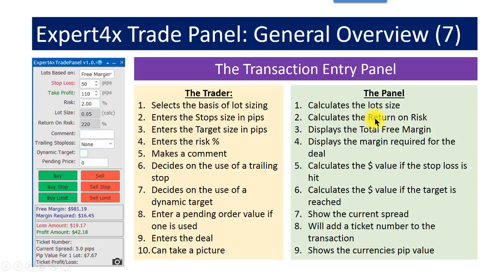It will calculate your return on risk automatically. It will display the total free margin that you have in your account, and it will display the margin required for your particular transaction. It will also calculate the dollar value of your stop loss and the dollar value of your target. It will also show the current spread, and it will add a ticket number to the transaction when activated. It shows the currency's pip value as information.